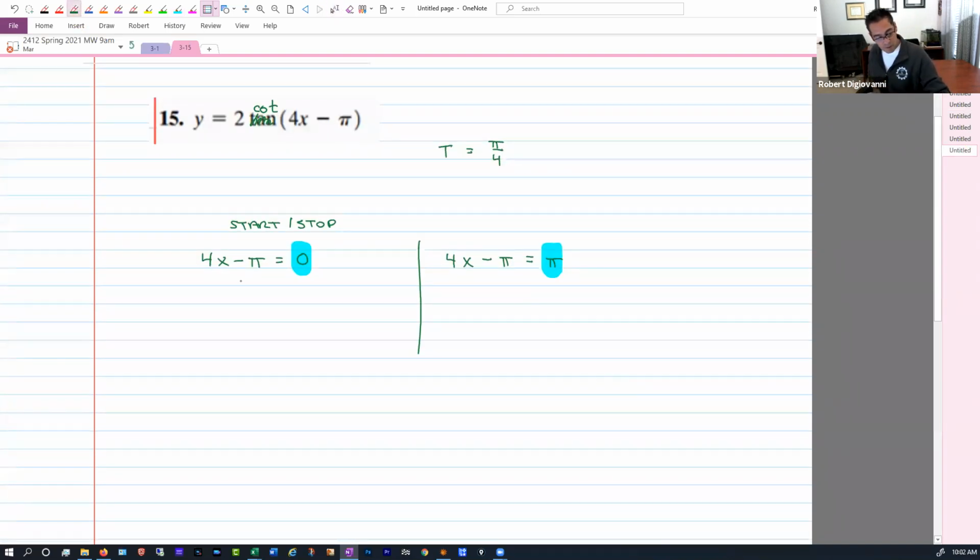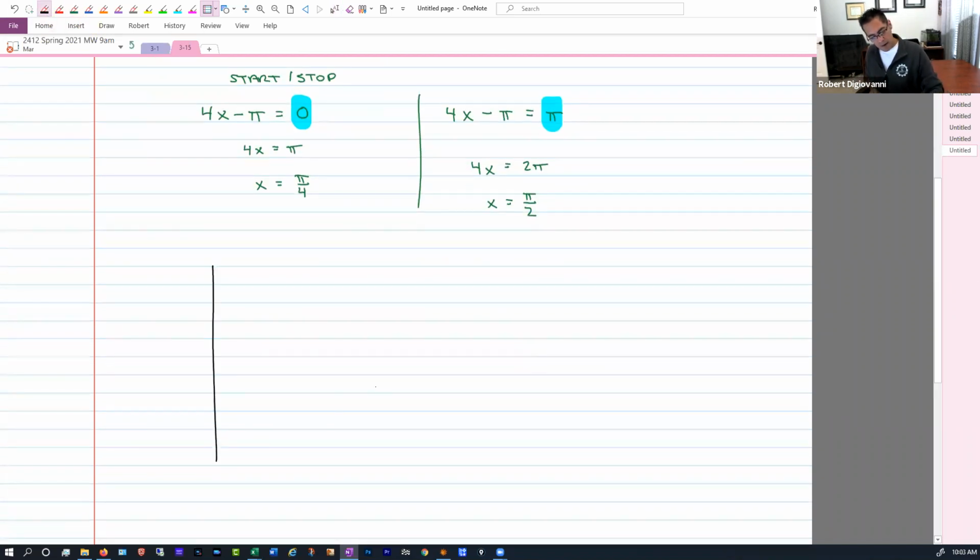Right, now I go and solve. Add pi to both sides, I get 4x equals pi. Divide by 4, I get x equals pi over 4. Here, 4x equals 2 pi, and then dividing both sides, x equals pi over 2. So 2 pi over 4 would be pi over 2.